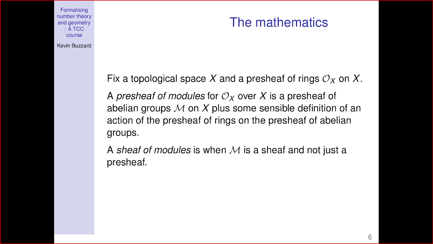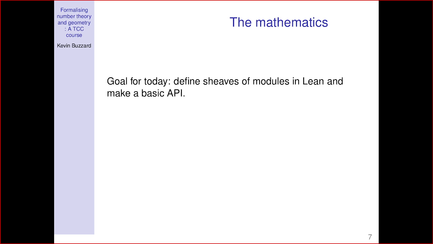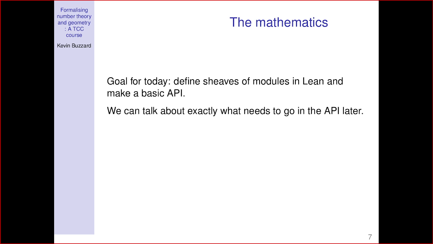There's a functor that, given a module, takes you to its underlying set. Fortunately, that functor is extremely nice. For example, for products of modules, you just take products of the underlying sets. So for a sheaf of modules, we just don't have to worry about all this extra structure. We just say a sheaf of modules is a sheaf of abelian groups with a sheaf of actions, basically. The question is, how are we going to make a sheaf of actions? And once we've decided how to make that sheaf of actions, we'll have a definition of sheaf of modules and we get a basic API. So there's the plan. And we can talk about what goes in the API later.